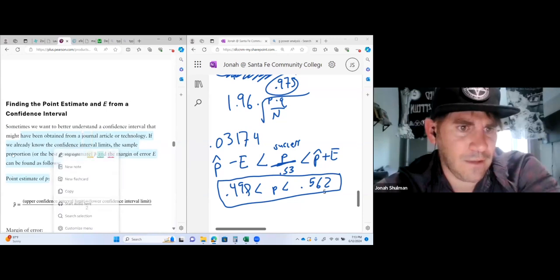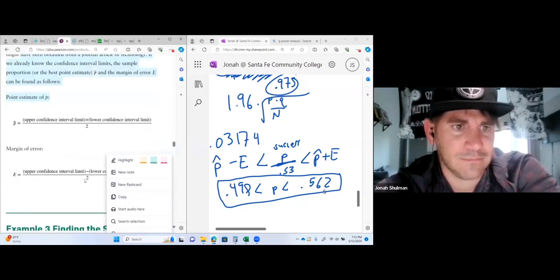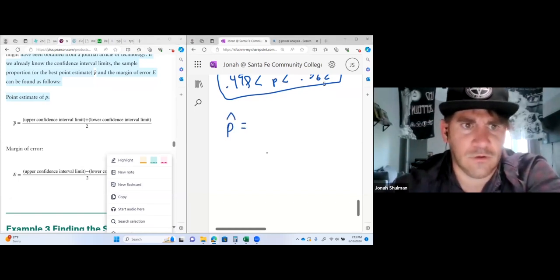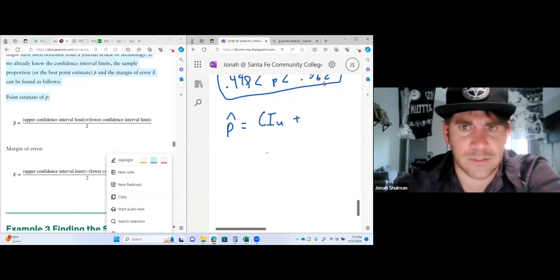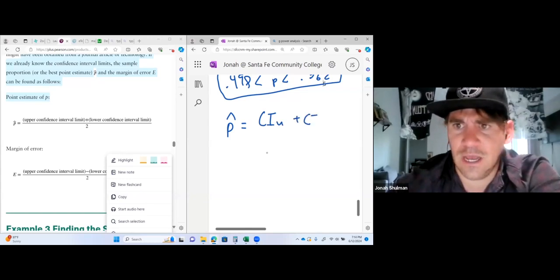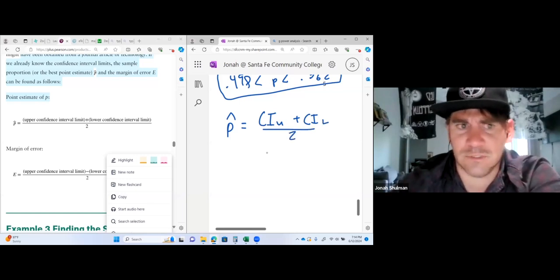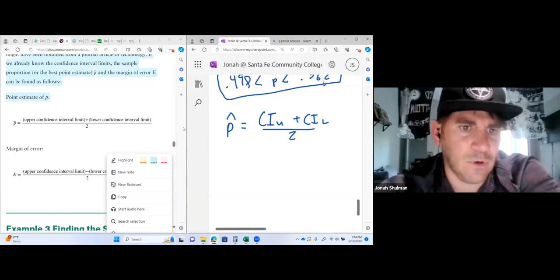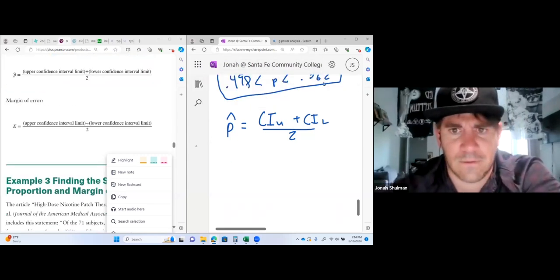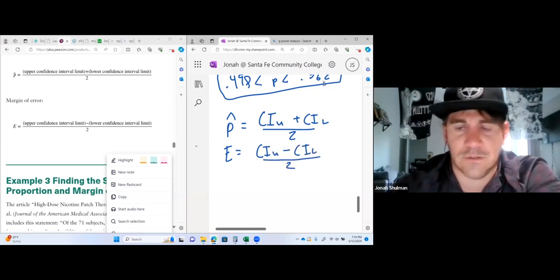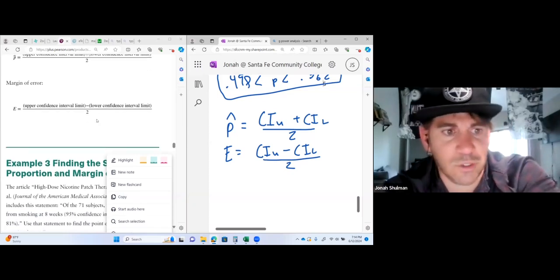All right, so if we want to get the point estimate, well, finally something useful. We take the upper confidence interval, so I'm just going to put CI with a little u, plus the CI lower, so upper versus lower. So we add them together and then we just divide by 2. And the margin of error is going to be the upper confidence interval minus the lower confidence interval, divided by 2. I know it's a really simple formula, but at least you can work backwards.